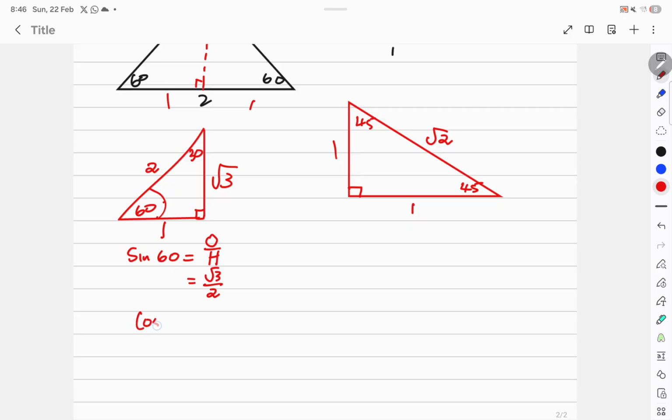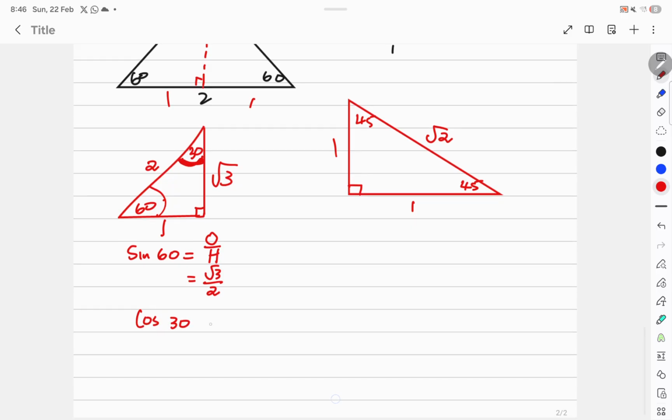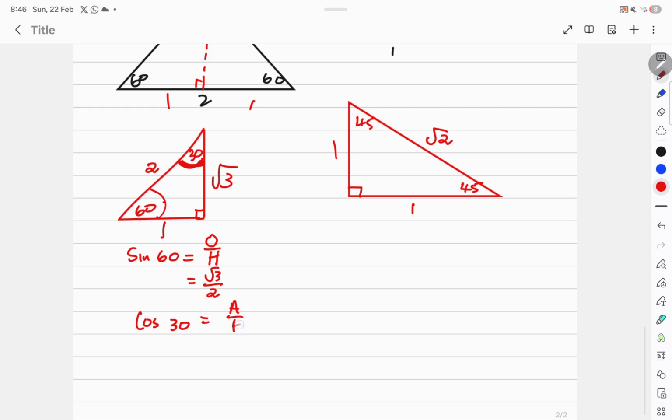And then I want us to do the cos of 30. Cos of 30, it's here. Cos of 30, it's adjacent over hypotenuse. What is the adjacent of 30? It's the root of 3 over 2. And then the sine of 30, it's opposite over hypotenuse, which is 1 over 2.